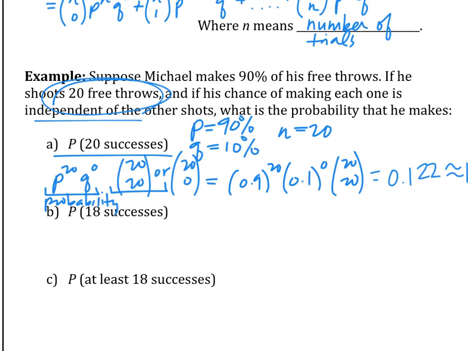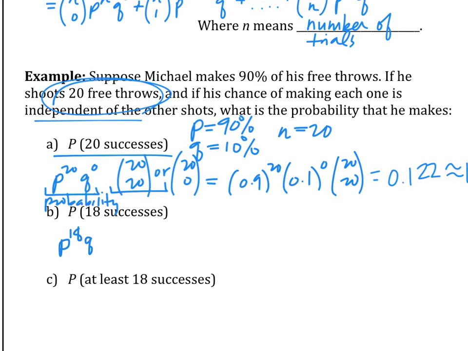Probability of getting 18 successes out of 20 free throws. So success is 18, which means P is to the 18th power, meaning you're going to make 18 successes in 20 shots. And what is the leftover, or what if you don't make it in? The opposite of success is failure. So that means Q. If you make it in, it's P. If you don't make it in, it's Q.